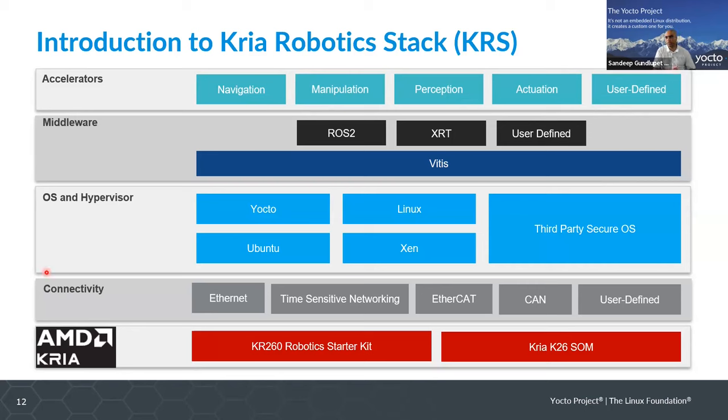Cool. So the KRS is a superset of the meta-ROS 2 layer. It provides a very user friendly environment for ROS applications using hardware acceleration. It allows ROS 2 roboticists to create custom, secure compute architectures with high productivity.